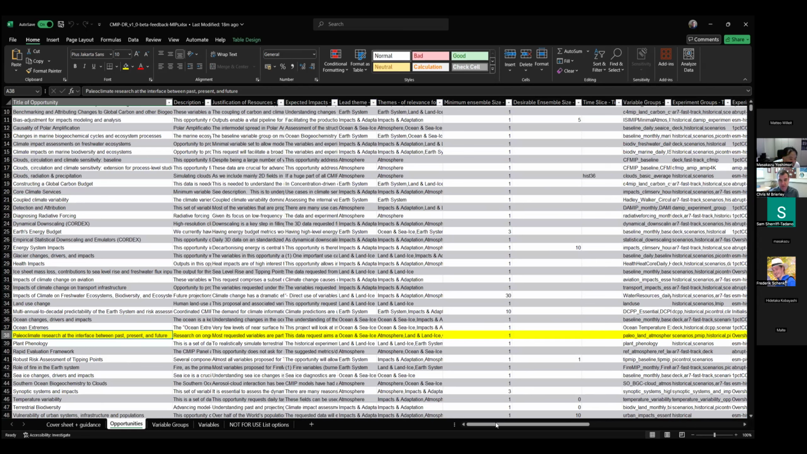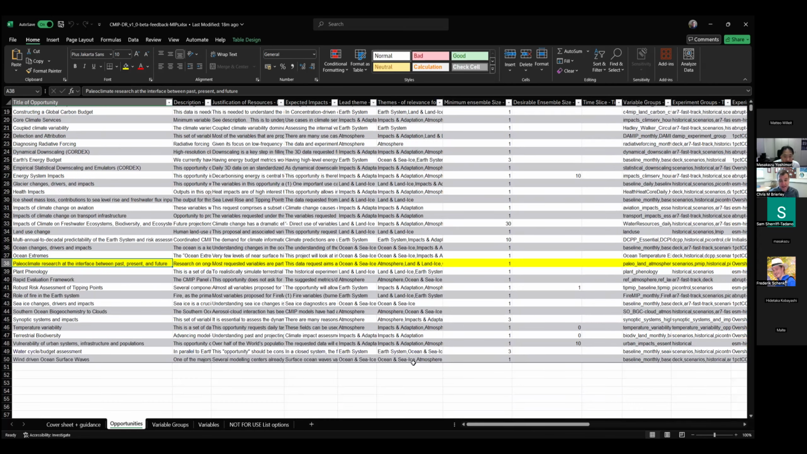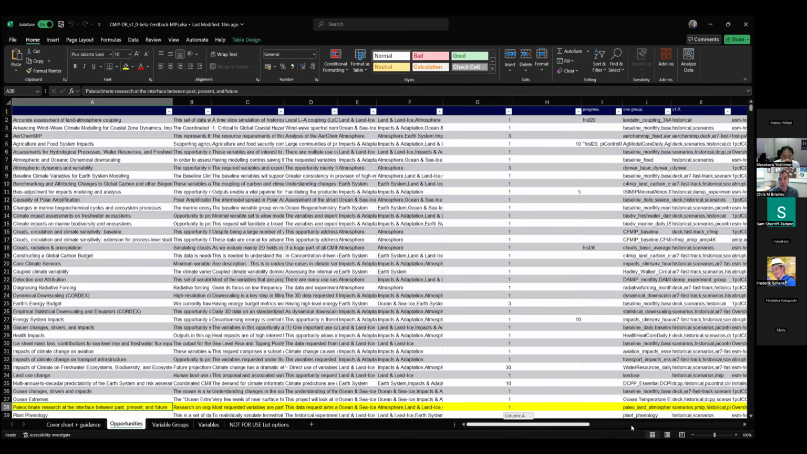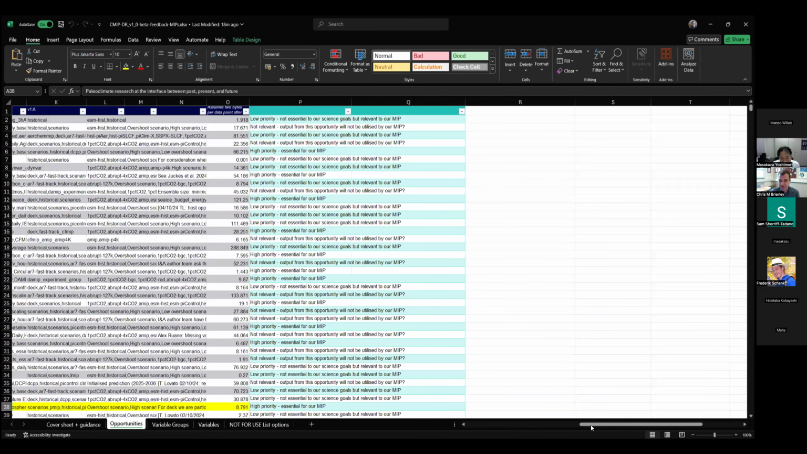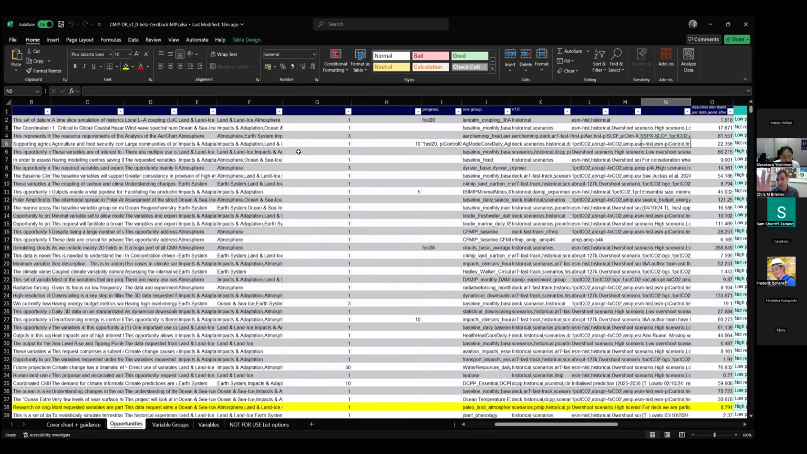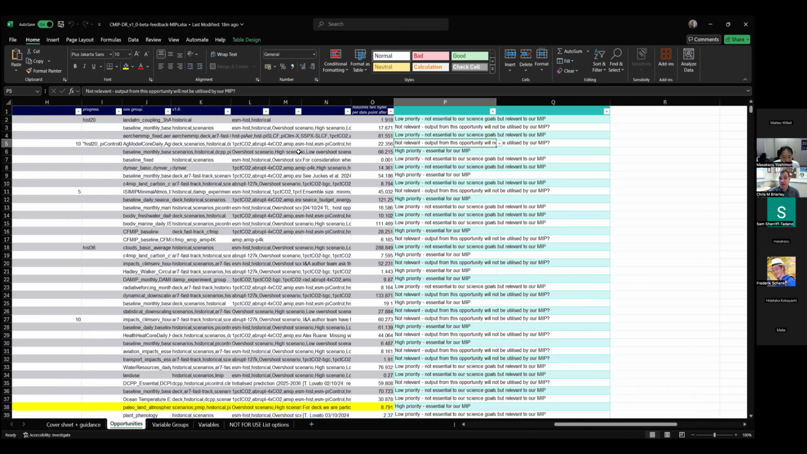But what we've been asked to do is to look at all the other opportunities and say which ones are important. And so I've had a go at doing this, for example, here, the agriculture and food systems impact. I don't think having the data to be able to do that is that important for PMIP. And so I've gone through and guessed whether things are a high priority and we really need them.